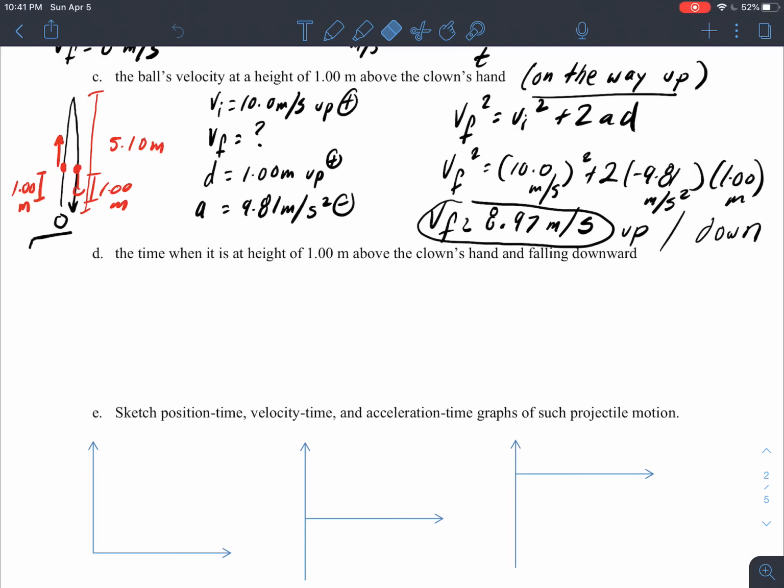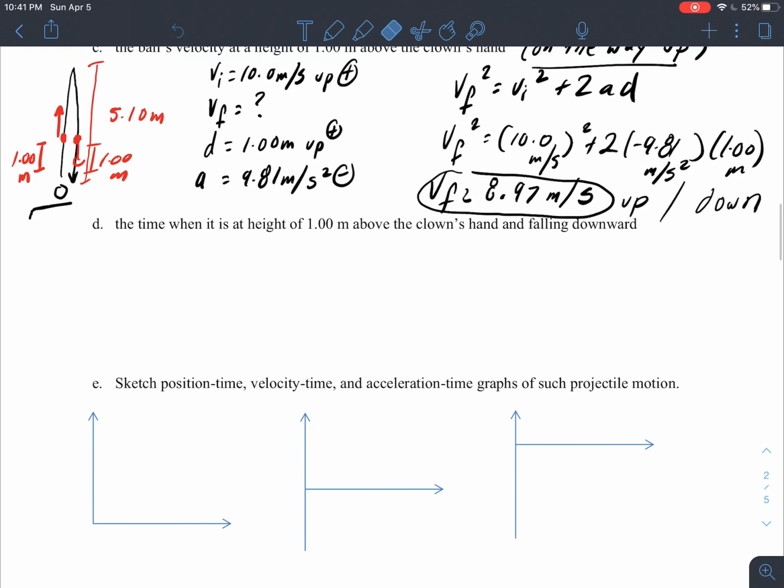All right, so let's continue on with this problem. So the next part asks, what is the time when the ball is 1 meter above the clown's hand and falling downward? So this is related to the previous question. So we are looking for our time.